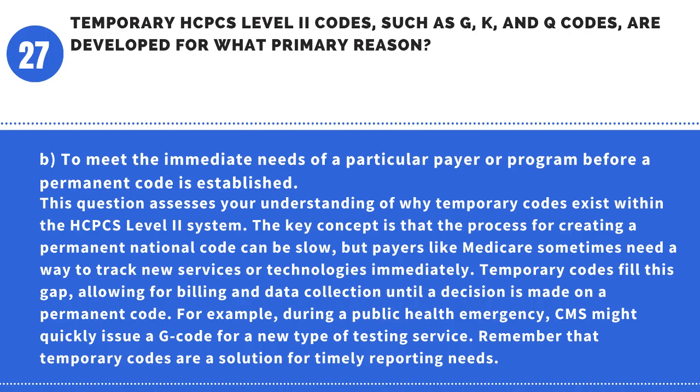This question assesses your understanding of why temporary codes exist within the HCPCS Level 2 system. The key concept is that the process for creating a permanent national code can be slow, but payers like Medicare sometimes need a way to track new services or technologies immediately. Temporary codes fill this gap, allowing for billing and data collection until a decision is made on a permanent code. For example, during a public health emergency, CMS might quickly issue a G-code for a new type of testing service. Remember that temporary codes are a solution for timely reporting needs.